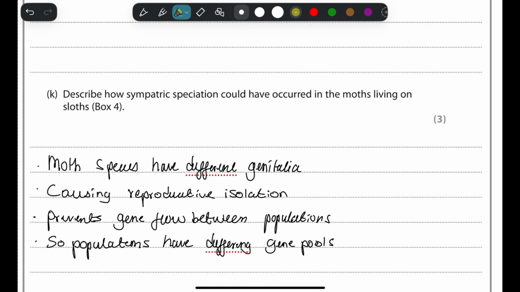You literally just need to know what sympatric speciation is. In terms of sympatric speciation, that's when you have speciation within the same area. Allopatric is when they're separated; sympatric, they're living in the same area. So there needs to be a reason why they're reproductively isolated. I think the easiest one is normally just different genitalia. You could obviously have different feeding times or mating periods or anything like that, but I've just gone with different genitalia. So that means that they're reproductively isolated, which prevents gene flow between the populations. So they develop different gene pools. That's just your standard answer for sympatric speciation.